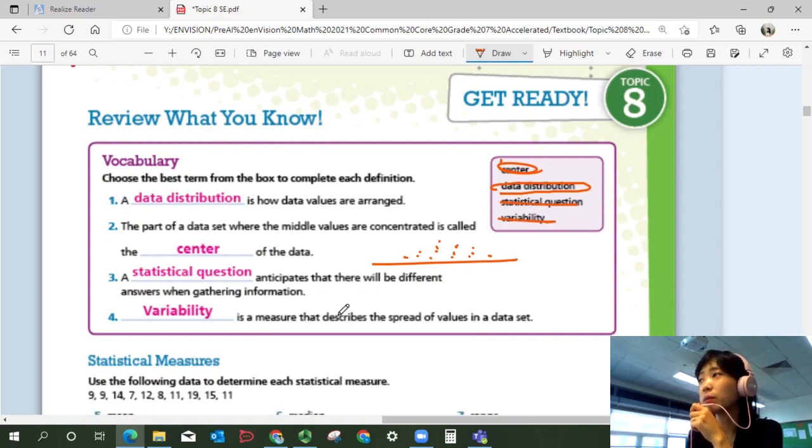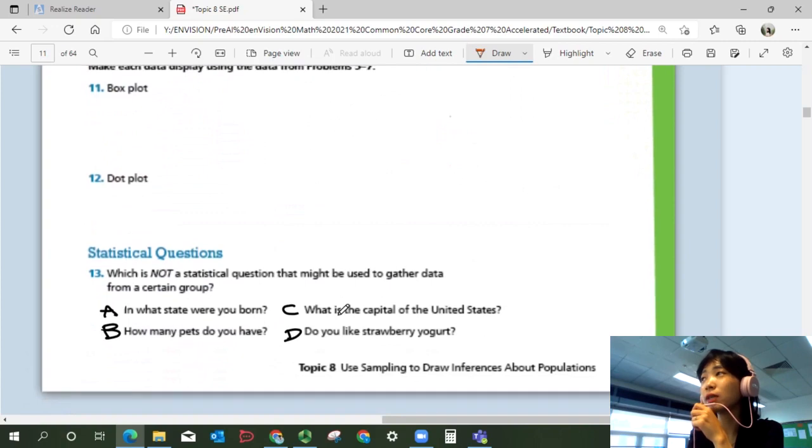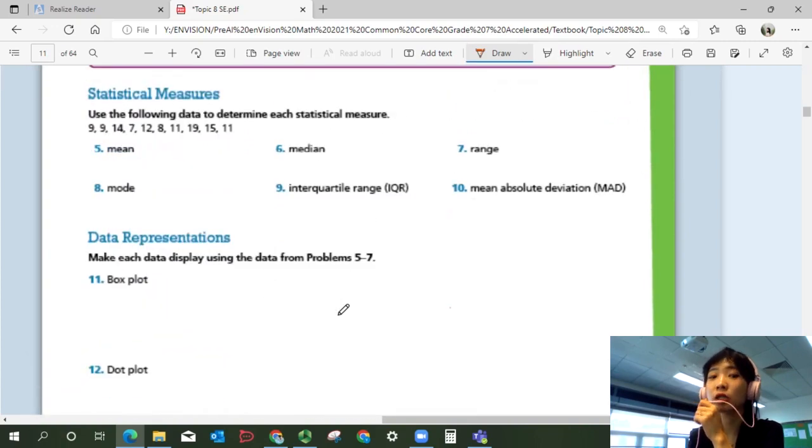So now let's look at the math skills that we need to review. Pause the video and see how many you can answer by yourself. Review mean, median, range, mode, interquartile range, and mean absolute deviation before we get started. Okay, are you ready? From this data, 9, 9, 14, 7, 12, 8, 11, 19, 15, 11, they are not in order. So it would be helpful if you list them in order first so that you can figure out all these types to arrange data.